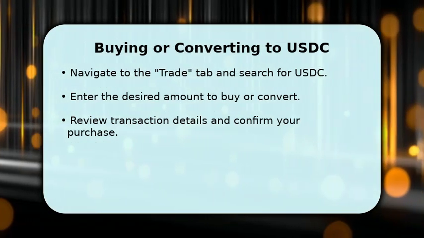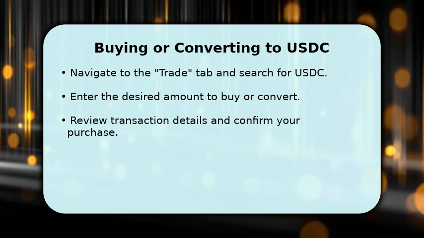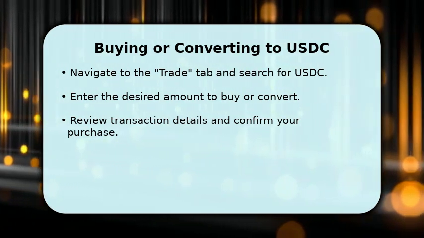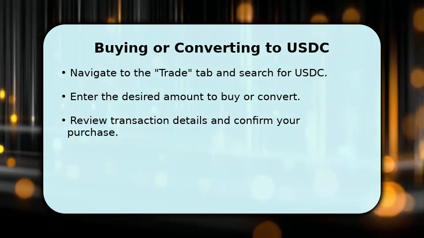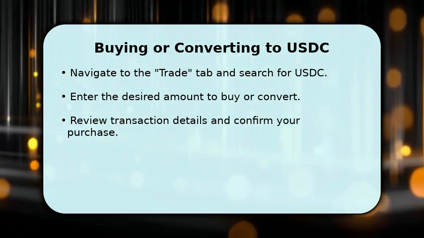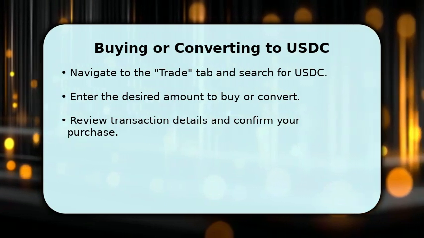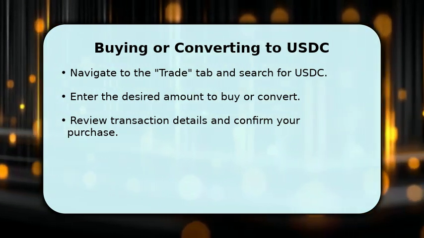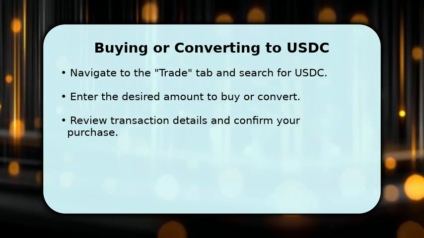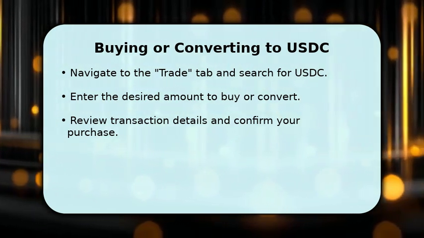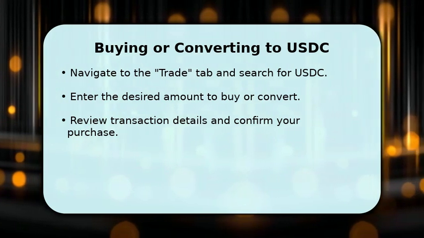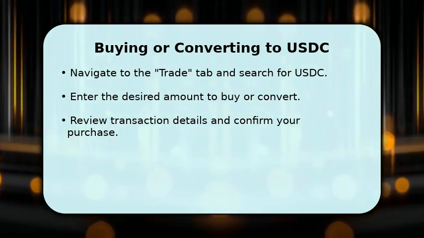Acquiring USDC is straightforward. From your Coinbase dashboard, click on the Trade tab and search for USDC. You can then choose to buy USDC directly with your linked payment method or convert other cryptocurrencies you hold into USDC. Enter the amount you wish to acquire, review the transaction details, including any fees, and then confirm your purchase.